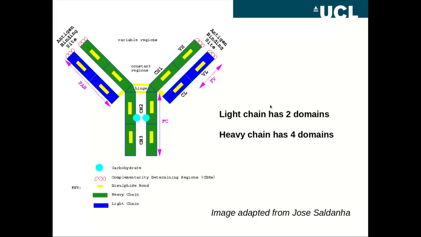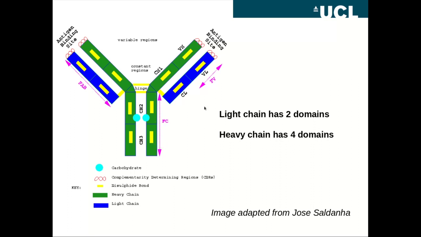So if we look at a cartoon view of this picture, we can see that there are a number of features that we can draw out from this. We have the 2 domains in the light chain, and these are given names, VL and CL, so variable light and constant light. In the heavy chains, we have 4 domains, and these are given names of VH, variable heavy, CH1, CH2, and CH3, standing for constant heavy 1, 2, and 3.